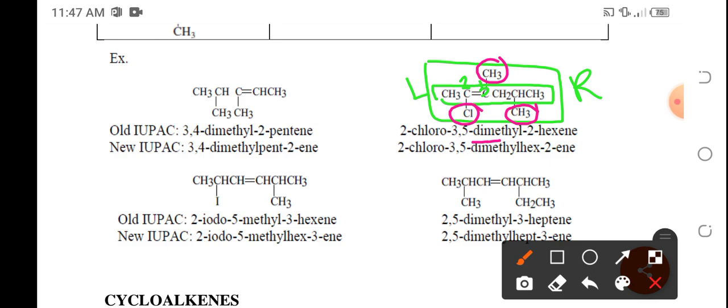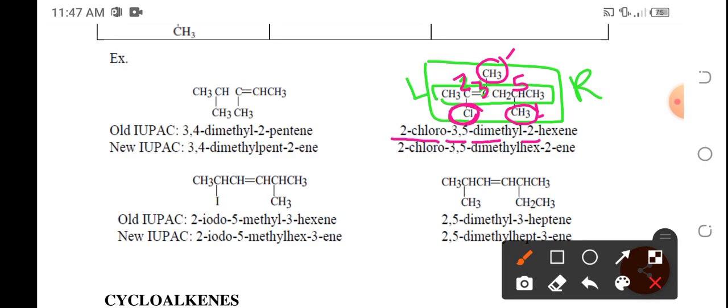Okay, so it would be named as 2-chloro because on the second carbon atom, doon naka-attach si chlorine. 3,5-dimethyl because on the third carbon atom of that parent chain, as well as on the fifth carbon atom, ay merong methyl. So 3,5-dimethyl, and then 2-hexene.